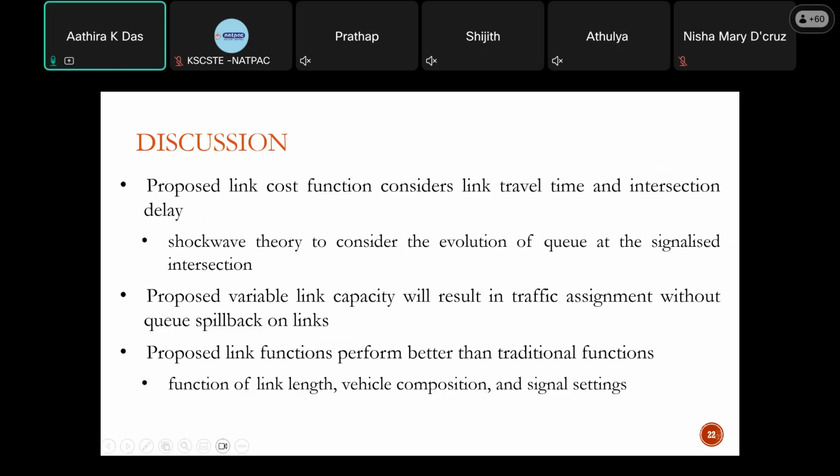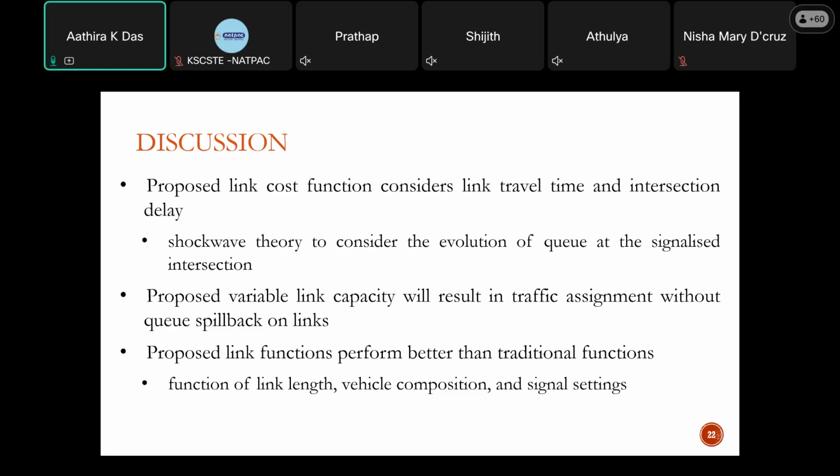Variable link capacity has been proposed, which will result in traffic assignment without a skew spillback on links. Also, a constant value conventionally used is not suitable for a mixed traffic network, and therefore a variable link capacity should be used. The link functions developed here perform better than the traditional functions according to the validation and analysis performed.